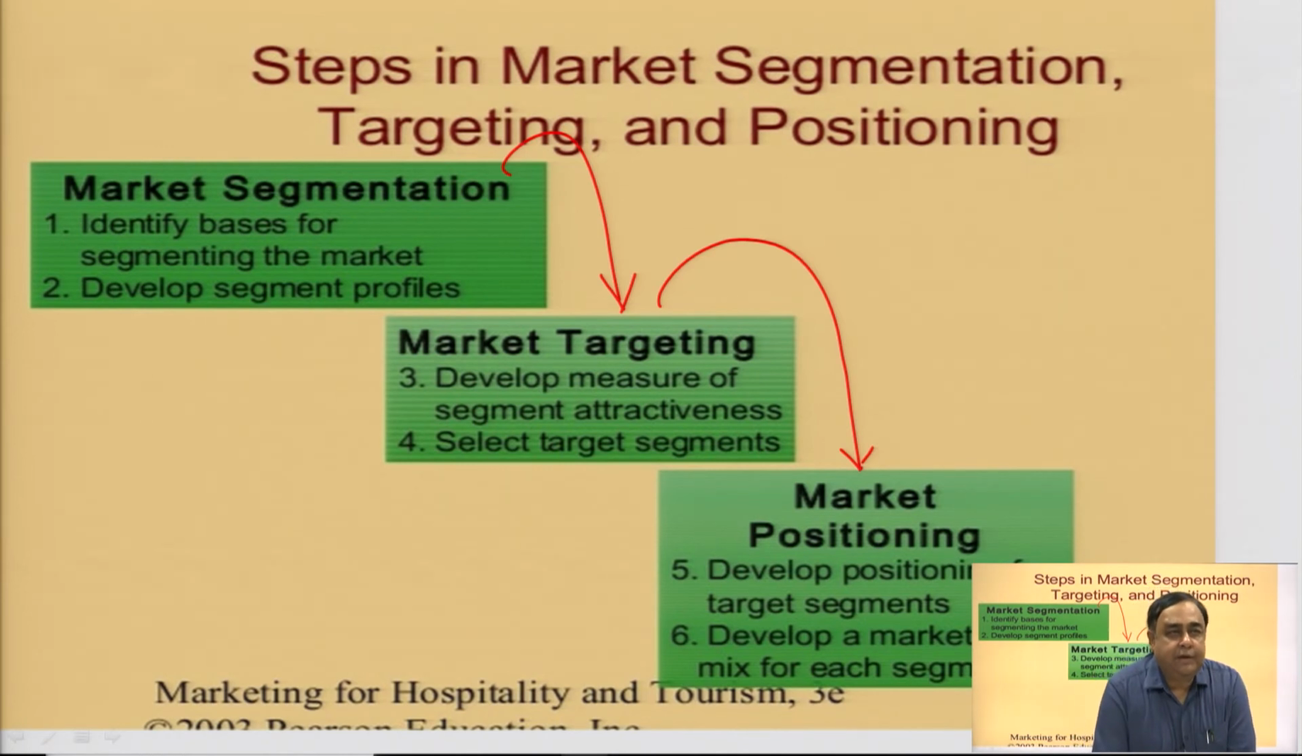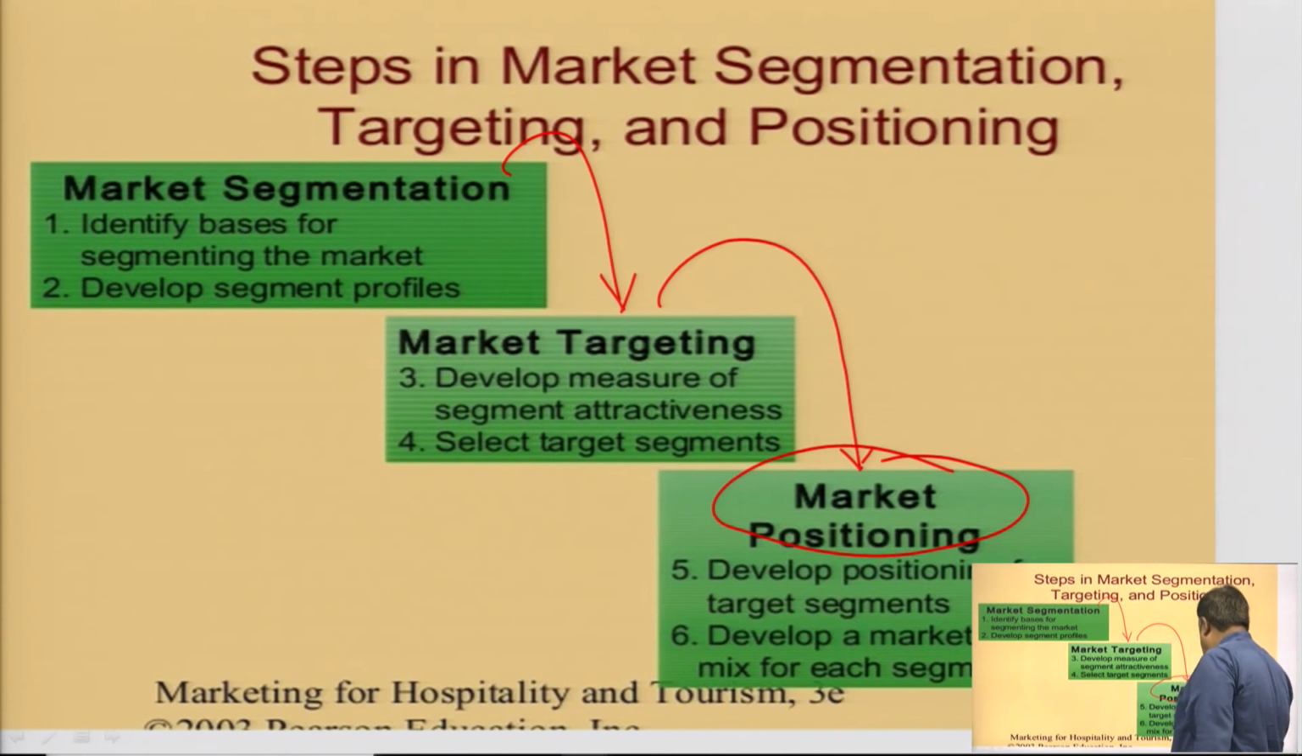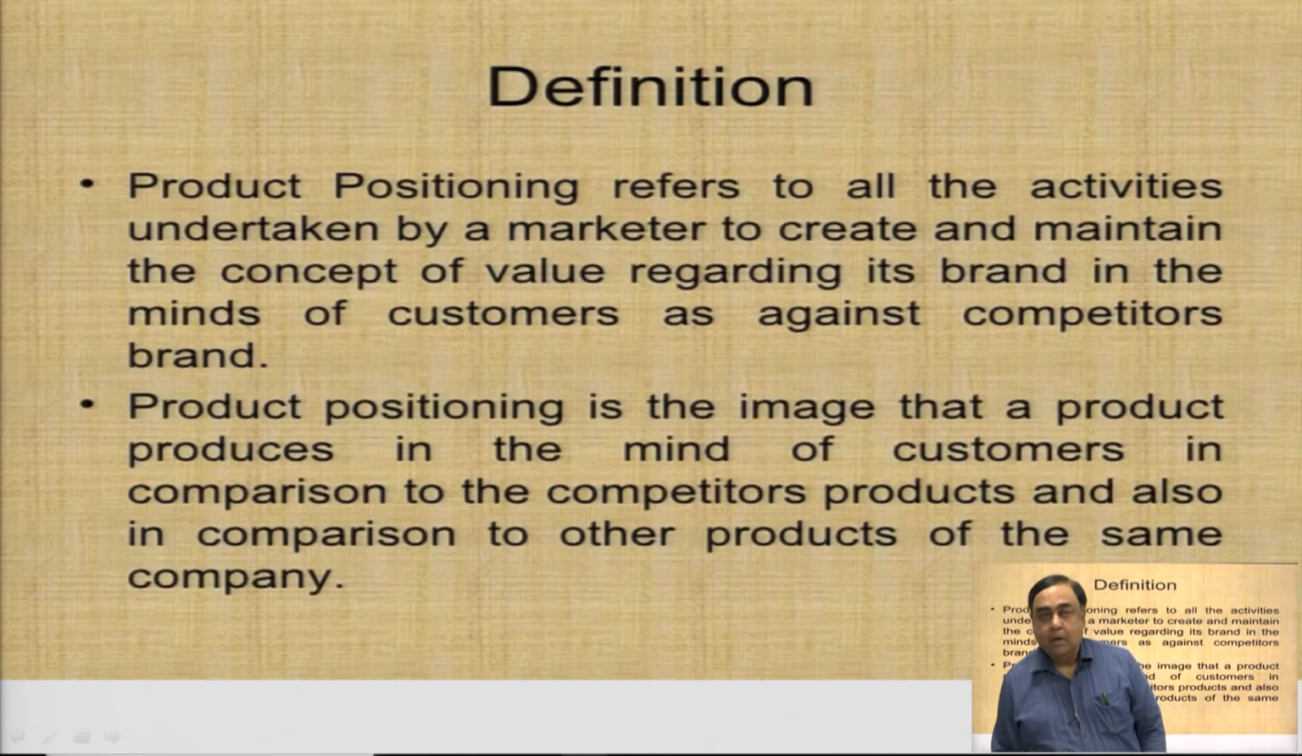In market segmentation, we have identified the basis for segmenting the market. Then we have developed various profiles, that is development of segmented profiles. After that is done, we are targeting the market, develop measures of segment attractiveness. Once the attractiveness has been developed, we are targeting our marketing mix to that specific target. Next, the third step, now we are concentrating on market positioning. Develop a positioning for your target market, and finally develop a marketing mix for it.